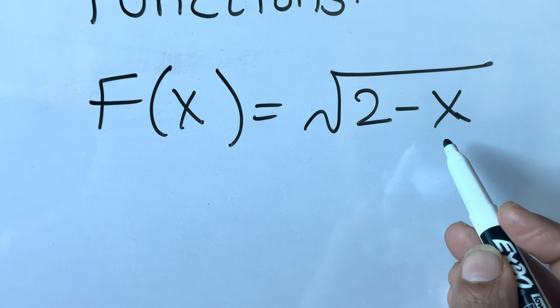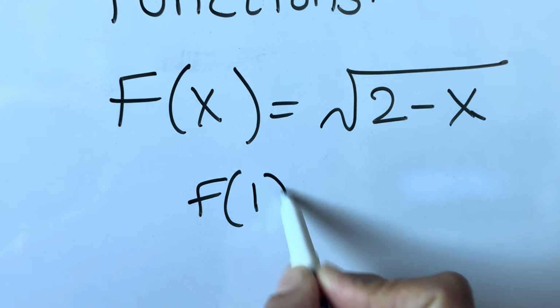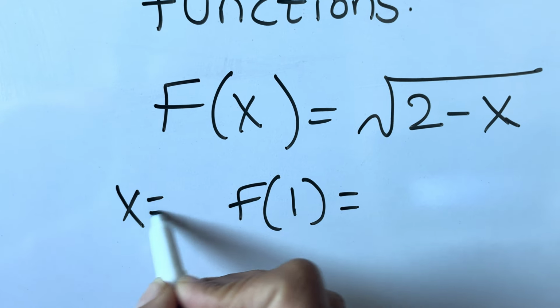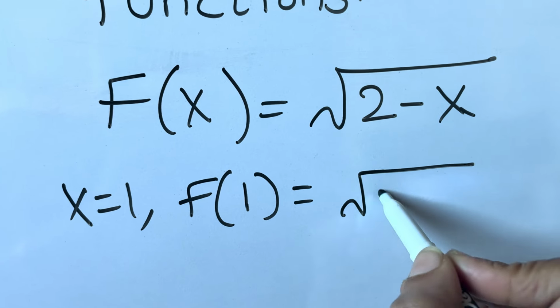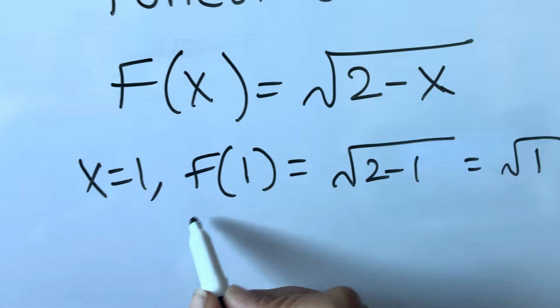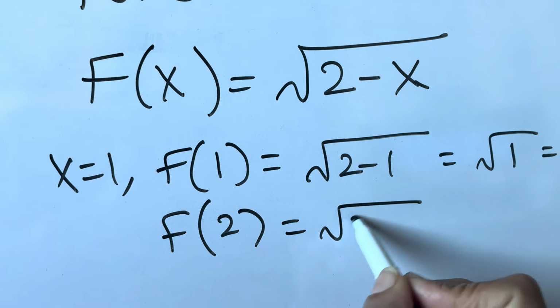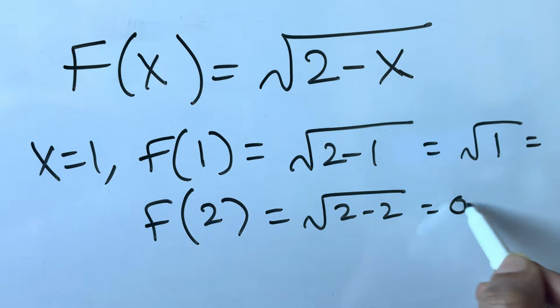So for finding the domain values of this function, suppose f of x for x equal to 1. For x equal to 1, the function would be square root of 2 minus 1, which is square root of 1, which is 1. And if we want to find out the value for 2, that would be 2 minus 2, and we get the value as 0.